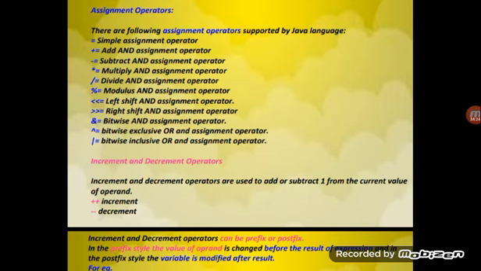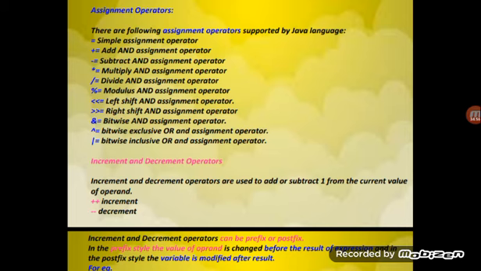There are the following assignment operators supported by Java. The equal sign is the simple assignment operator, like A is equal to B. Plus equal is the add assignment, used whenever we are incrementing. Minus equal is subtraction assignment, whenever we want to decrease. Star equal is multiplication assignment. And divide equal is used whenever we want to divide and assign.